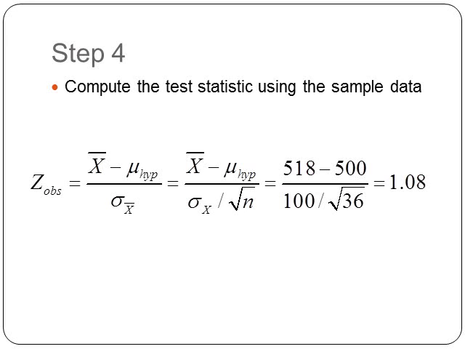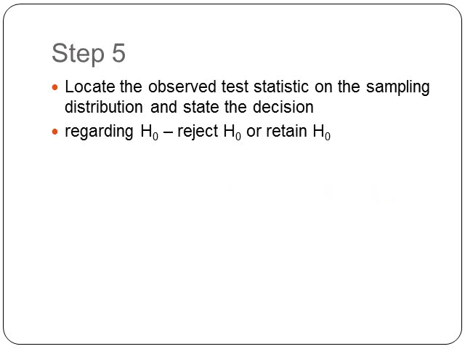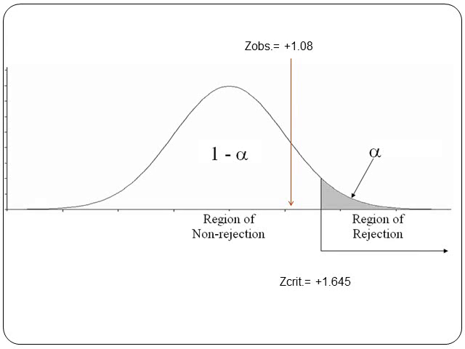We're going to now compare that. We're going to see whether or not our Z observed falls in the critical region. In this case, we can clearly see that a Z observed of 1.08 does not cross the threshold to be in the critical region, the region of rejection. It would have had to have been greater than, in this case, a positive 1.645. This is alpha equals 0.05.